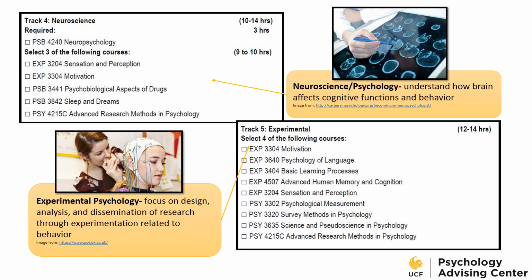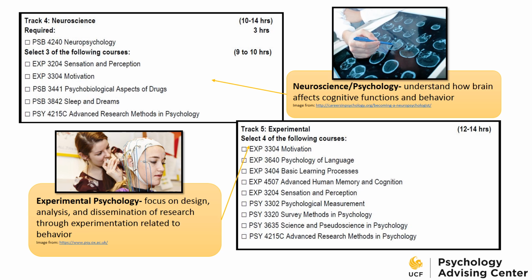For the neuroscience track, this focuses on understanding how the brain affects cognitive functions and behavior. For this track, you will take neuropsychology, which has a prereq of physiological psychology, one of the core classes, so make sure you take that soon, and 3 of the electives listed.